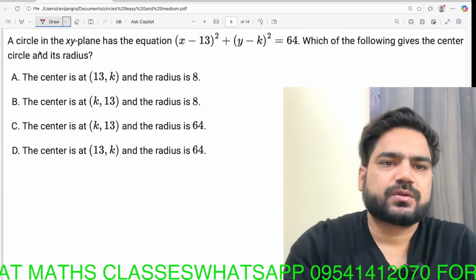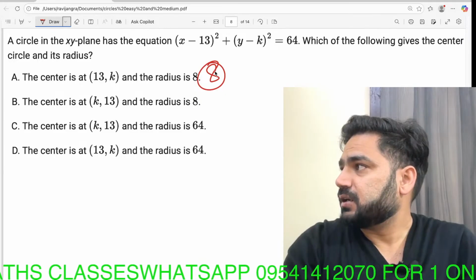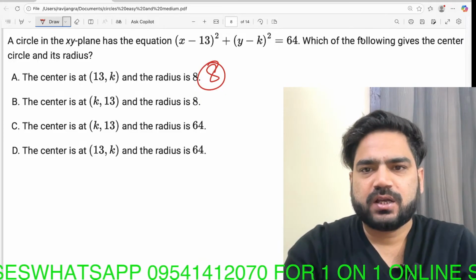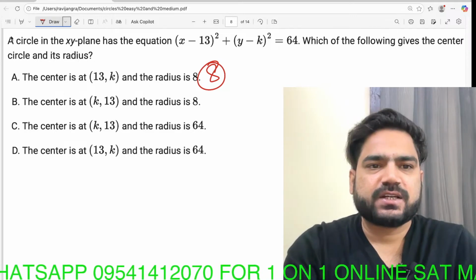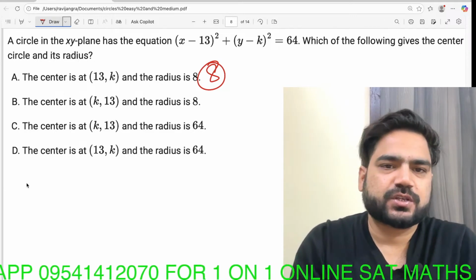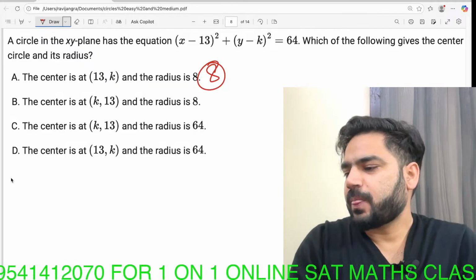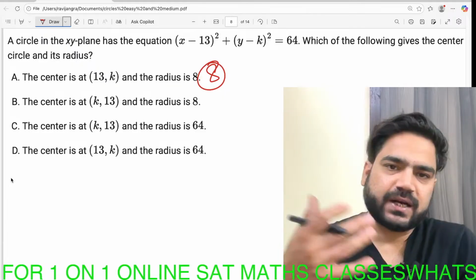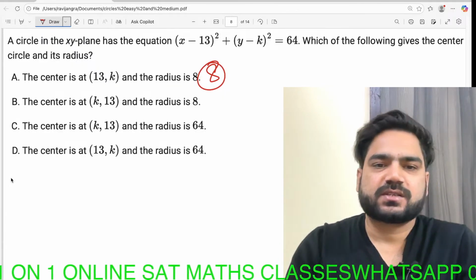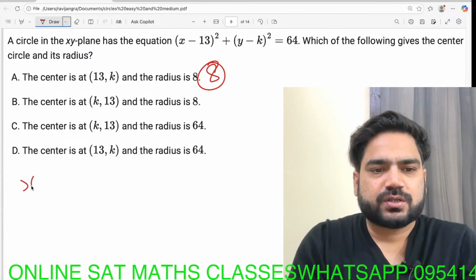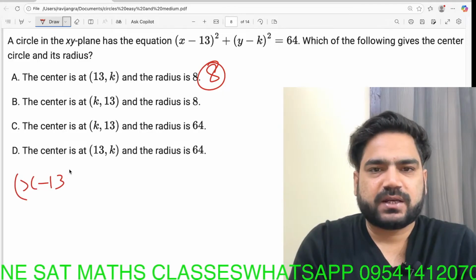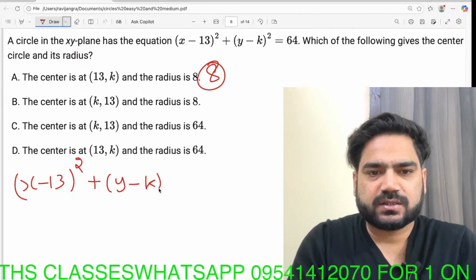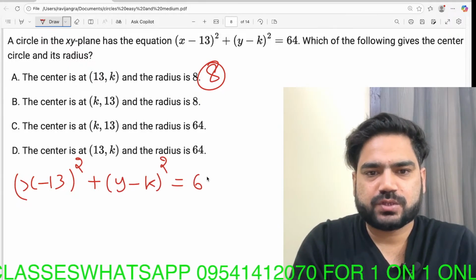In the eighth question they are saying that a circle in the xy plane has the equation. Which of the following gives the center and its radius? Very easy question again. One minute ago we discussed that whenever we have the center you can write the equation, and now the reverse is being asked. The equation is (x minus 13) square plus (y minus k) square is equal to 64.